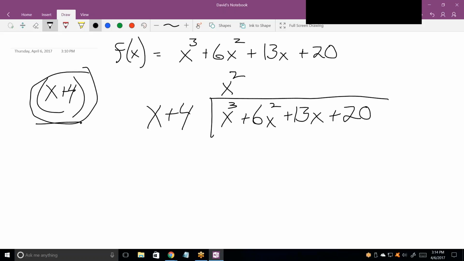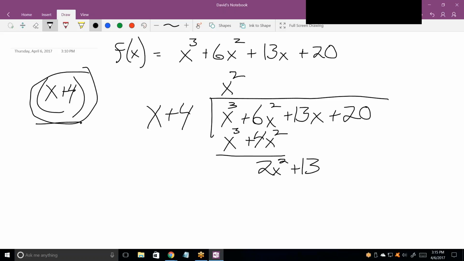Now I'm going to multiply x squared by both terms. So I get x cubed, and then plus 4x squared. Wait, I thought it was the opposite of the sign. No. With long division, you always multiply this by this, but what you do is subtract at this point. Okay, so when you subtract this from what's above, what do you get? You get 2x squared. Now bring down the next term.